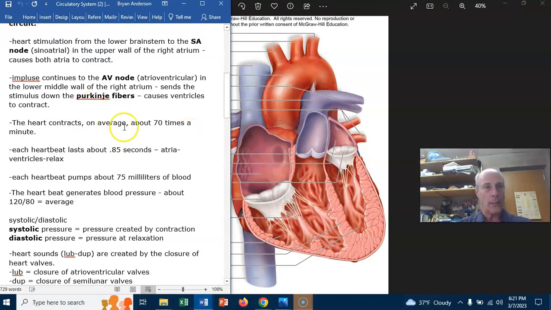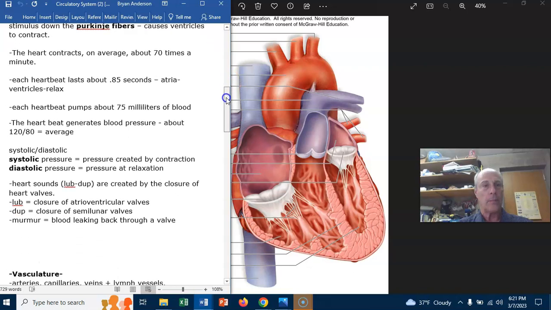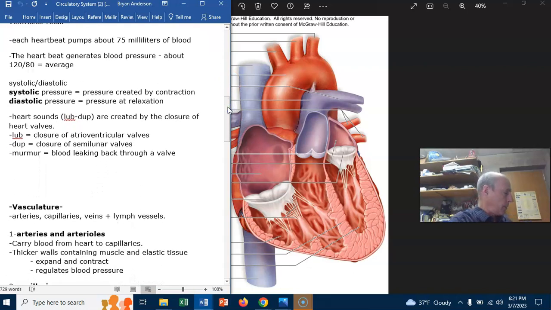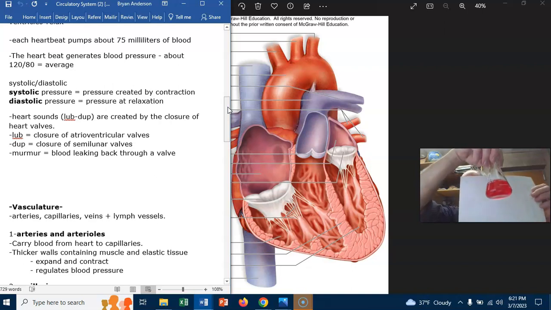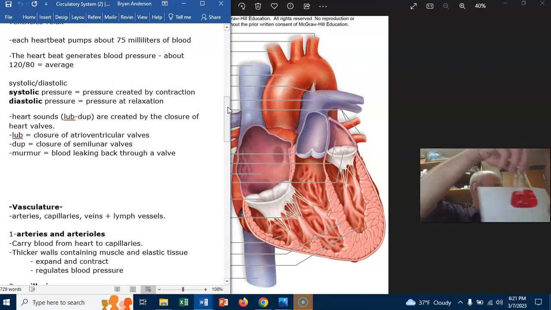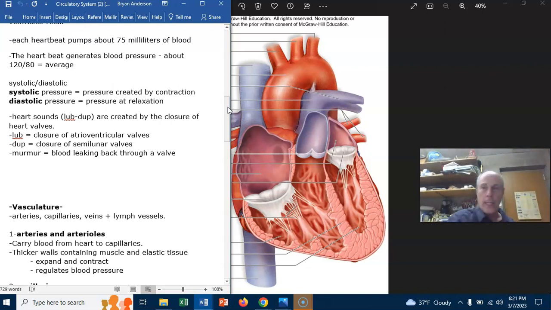Okay, so if we go back to the notes, we left off right about here, and so I wanted to just pick it up right here. Each heartbeat pumps about 75 milliliters of blood, is what the notes say. I don't know if you can see this well with this camera, but right there, that's about 75 milliliters of blood. That's what gets pumped on average each time the heart beats. Just to give you an idea.